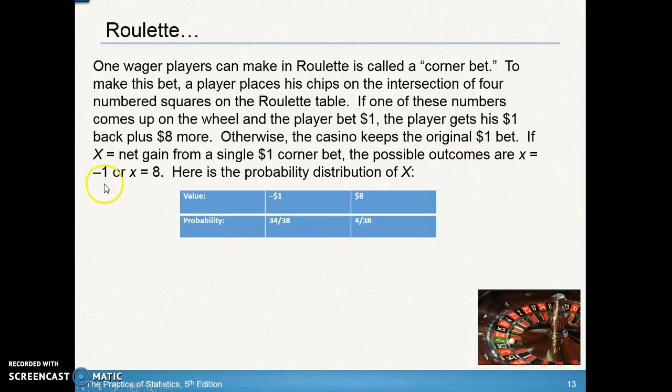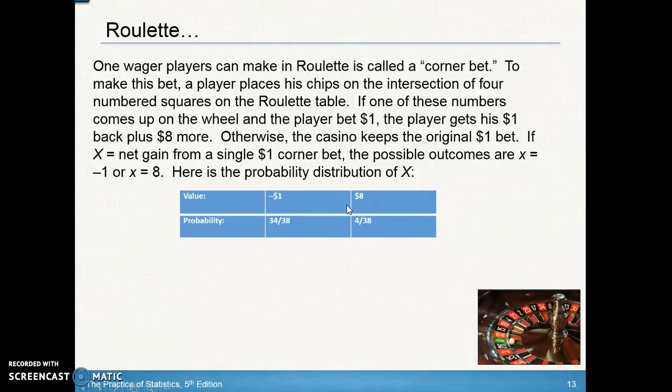So the possible outcomes of X are -1 or 8. Well, because X is the net gain, we're either going to lose $1 or we're going to gain 8. So notice there's not a 9 here. It's not a 9 even though you got your dollar back plus 8 more, because X is the net gain from a single $1 bet. All right, so X is equal to 8.